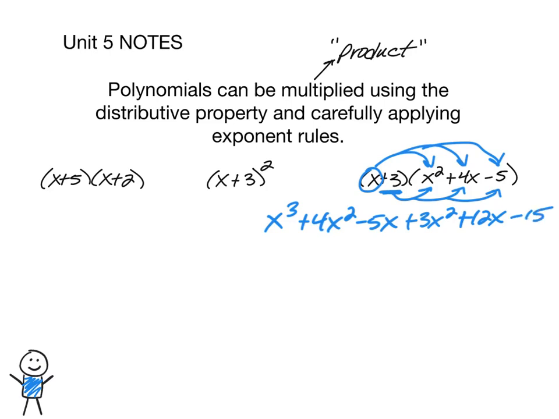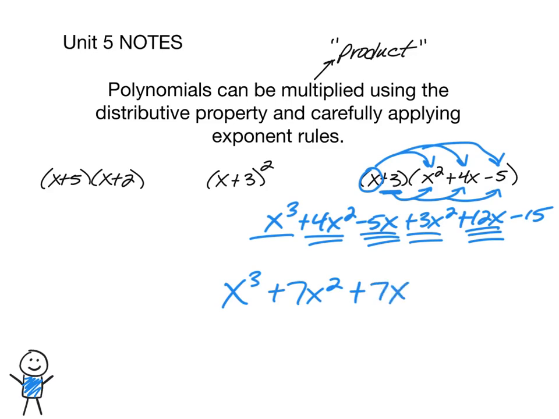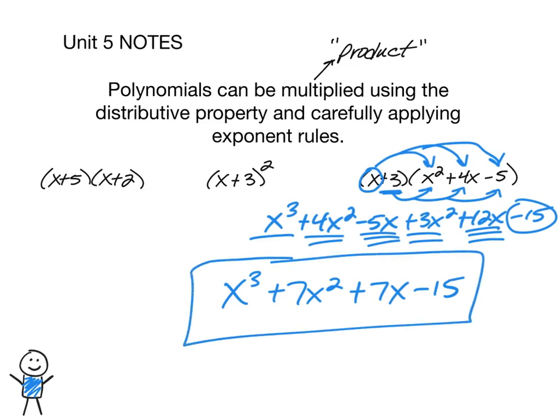Now carefully go back and look for any like terms. I have an x to the third power term, and I don't have another one, so that'll just come down into my answer. I have a 4x squared and a 3x squared, which combine to give me 7x squared. I have a negative 5x and a positive 12x, which combines to give me a positive 7x. And lastly, I have a negative 15 that doesn't have another like term to combine with, so that'll just come down into my answer. And there is the product of those two polynomials.